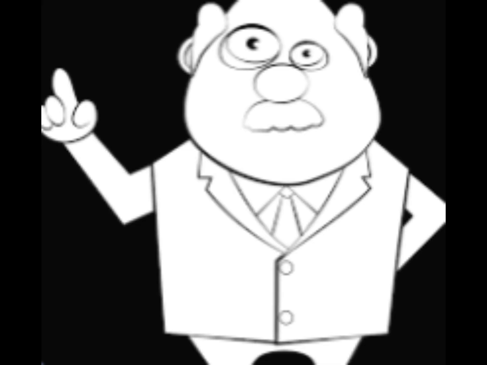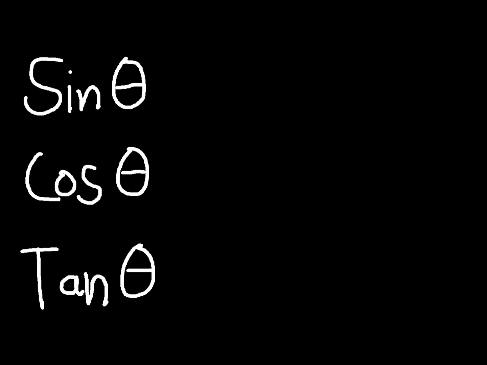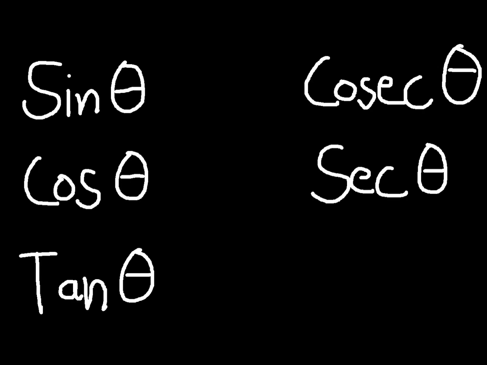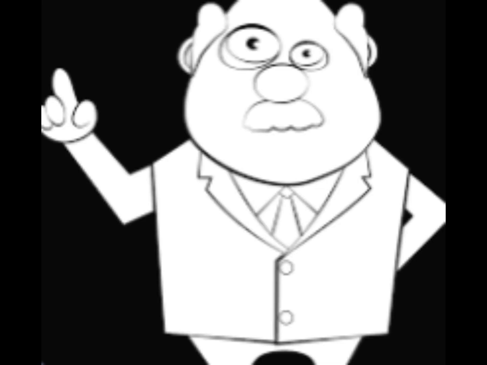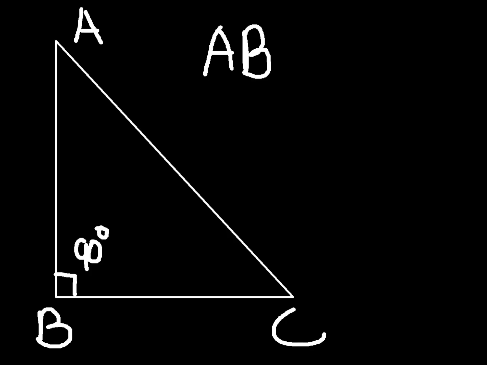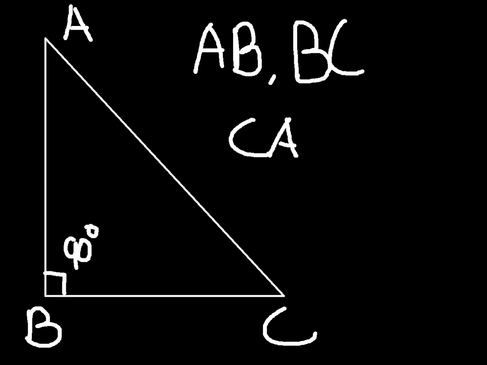Now let's learn about the 6 trigonometric ratios whose names you might have heard. They are sin theta, cos theta, tan theta, cosec theta, sec theta and cot theta. They are all nothing but the ratios of these sides, AB, BC and CA. And theta is a variable used for depicting various angles' perspective.